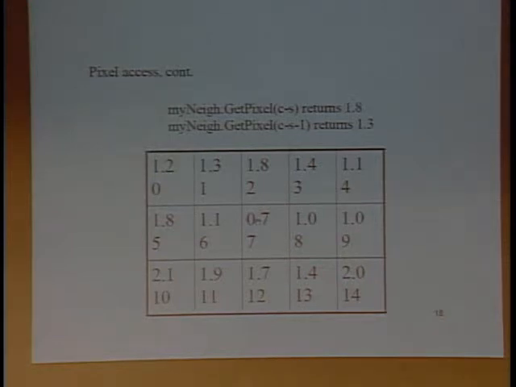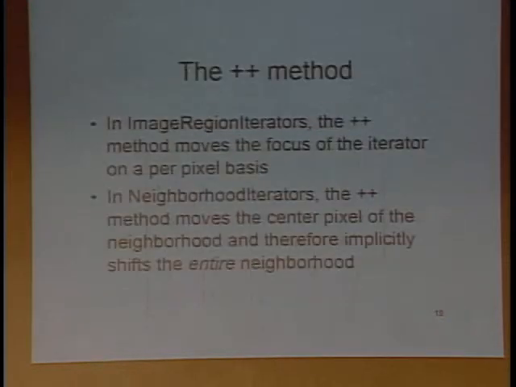Okay, the increment operation. So in the image region iterator, the increment method just moves the pointer of the iterator to the next pixel. And in the neighborhood iterator, it moves the center pixel, and therefore the entire neighborhood will shift.